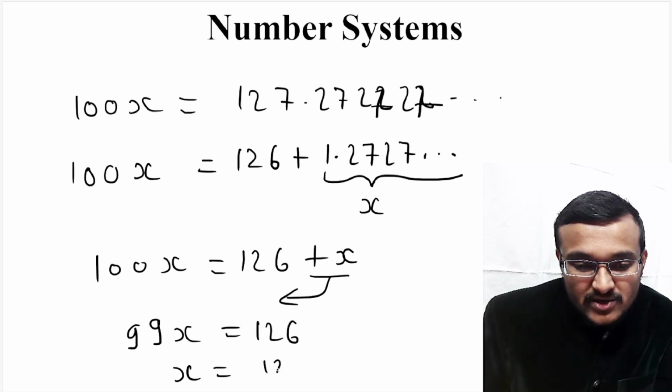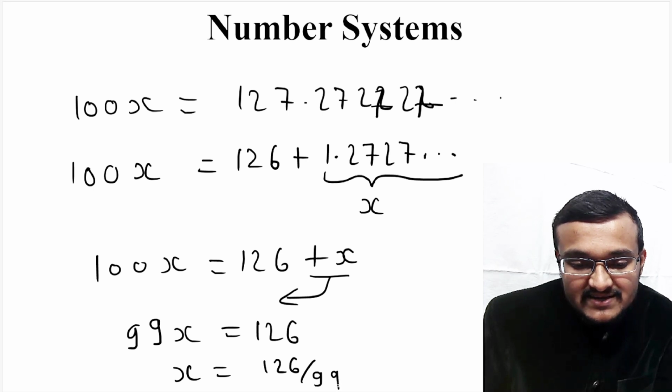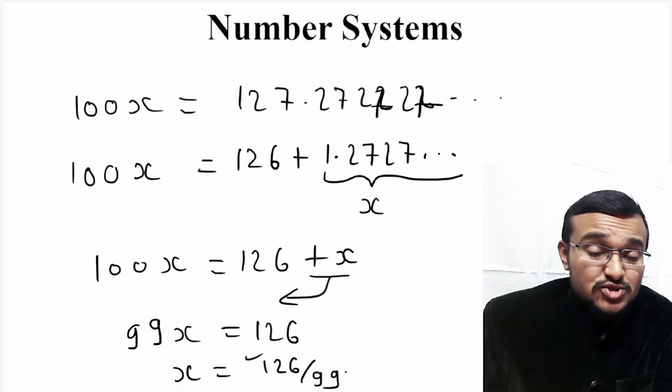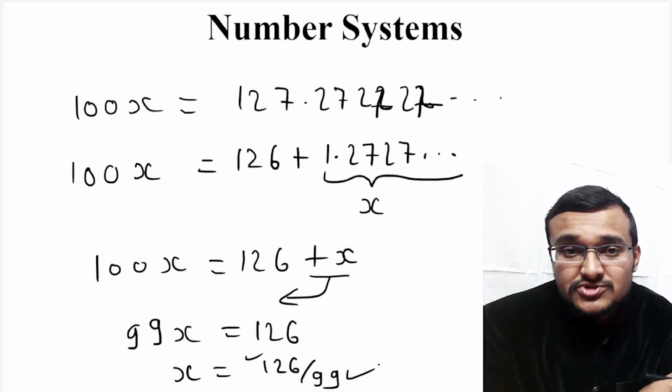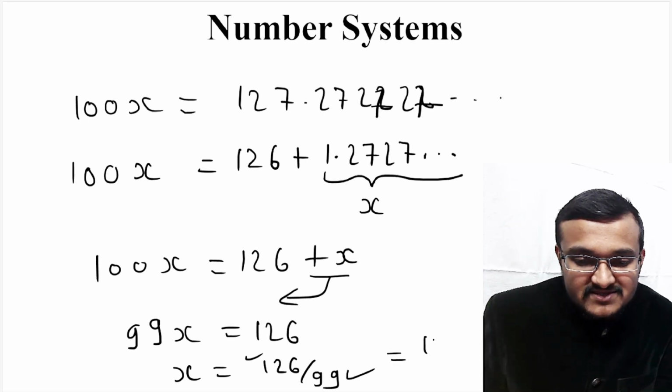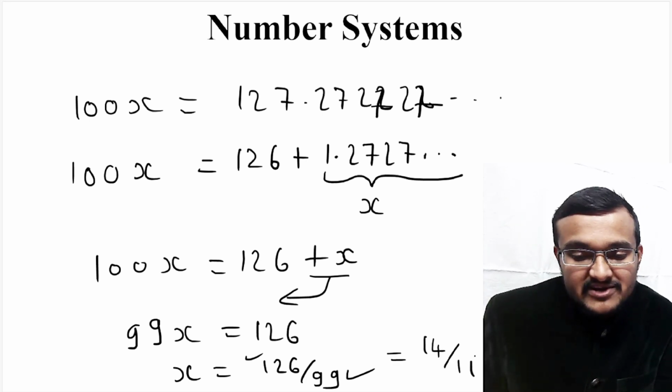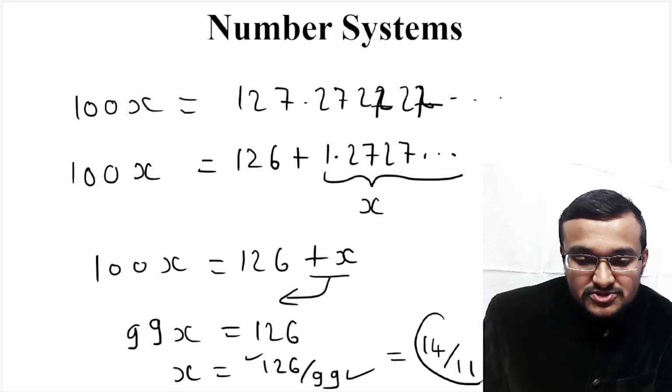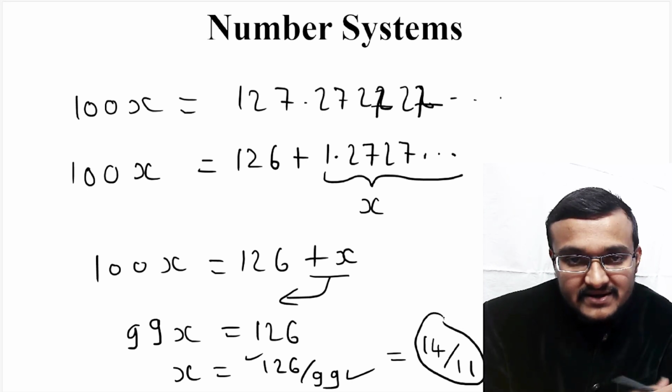So x is equal to 126 by 99. Here you can clearly see 126 is also an integer, 99 is also an integer, and the denominator is not equal to 0. Or you can further simplify this and keep 14 by 11 also. So 14 by 11 is also a rational number.